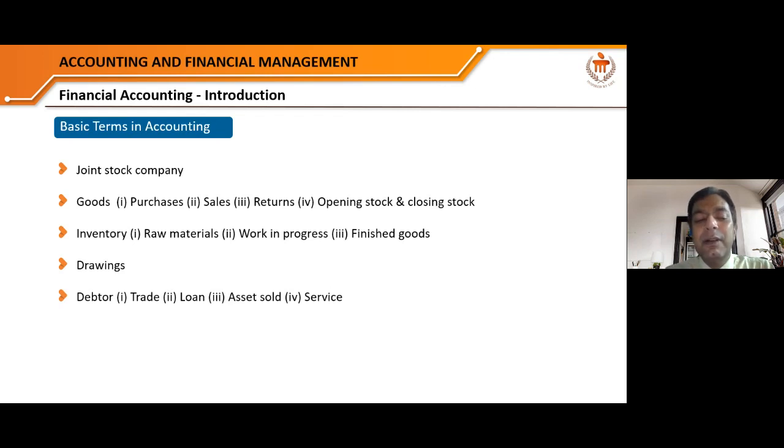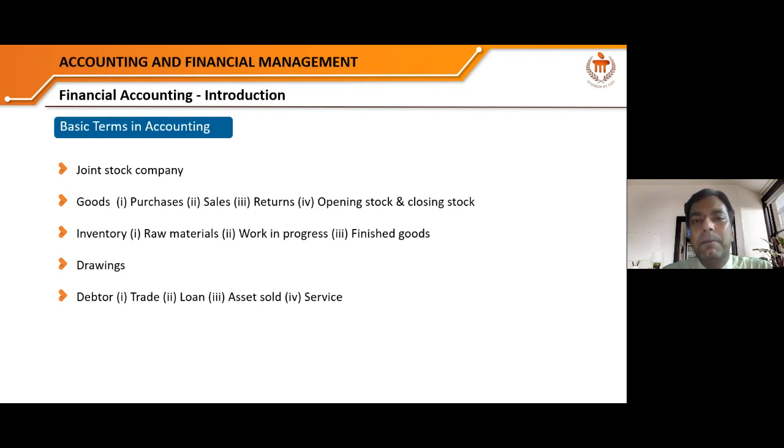Then next we have debtors. A debtor is somebody from whom we have to take money. The debtor could be a trade debtor, somebody who has purchased certain goods from us on credit and has not paid us, so he will become a debtor. We can have a loan debtor as well. A loan debtor is someone who has taken a loan from us and has to repay it.